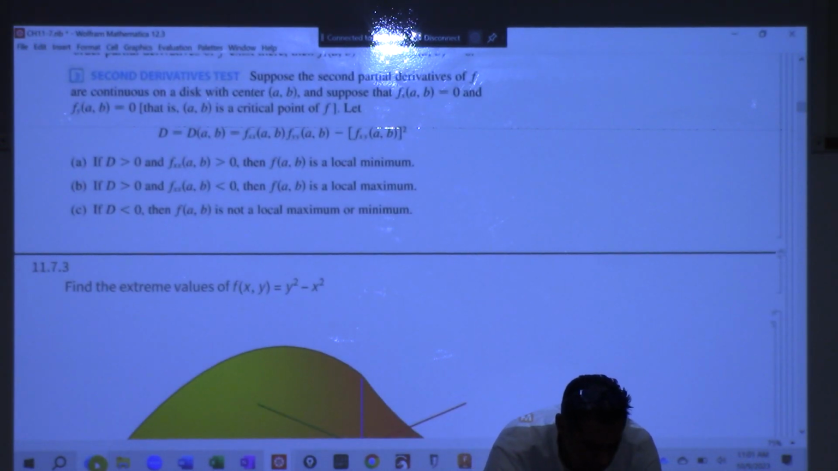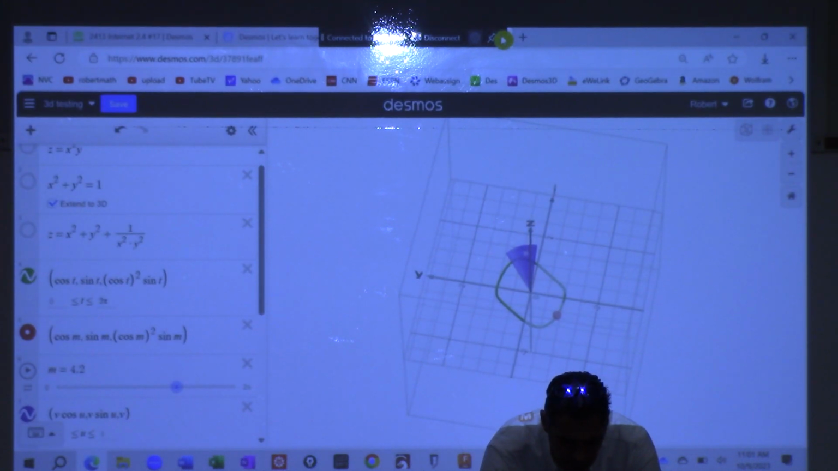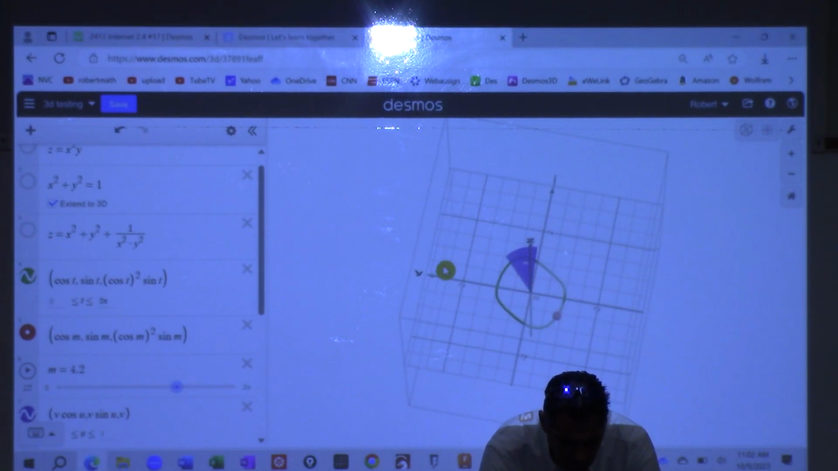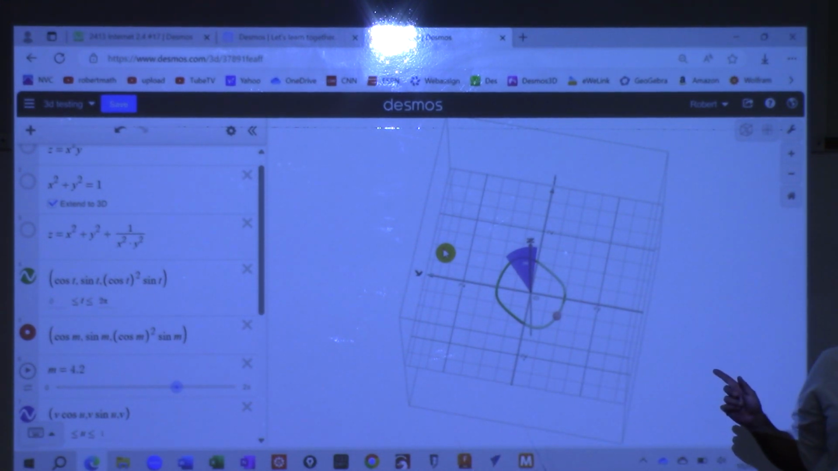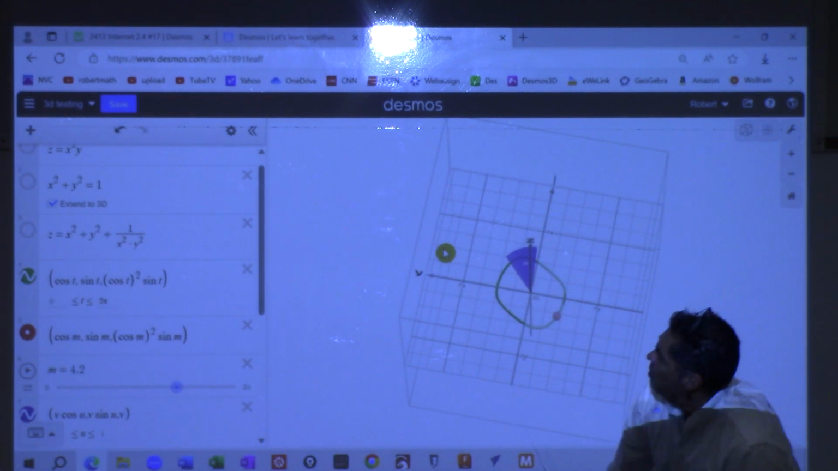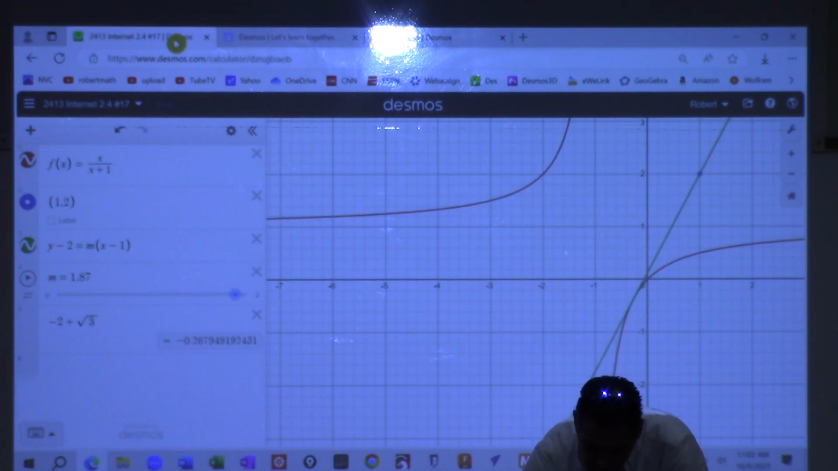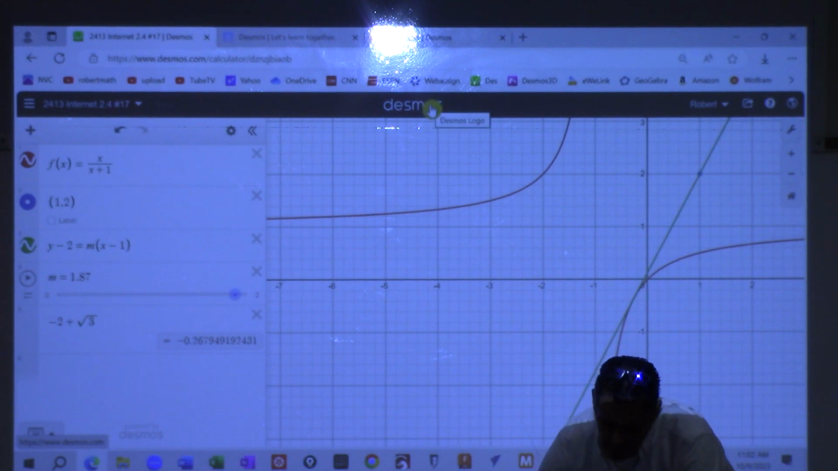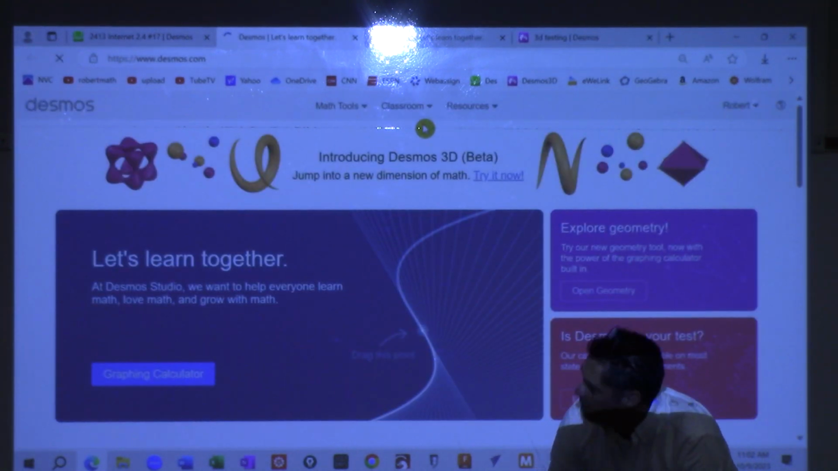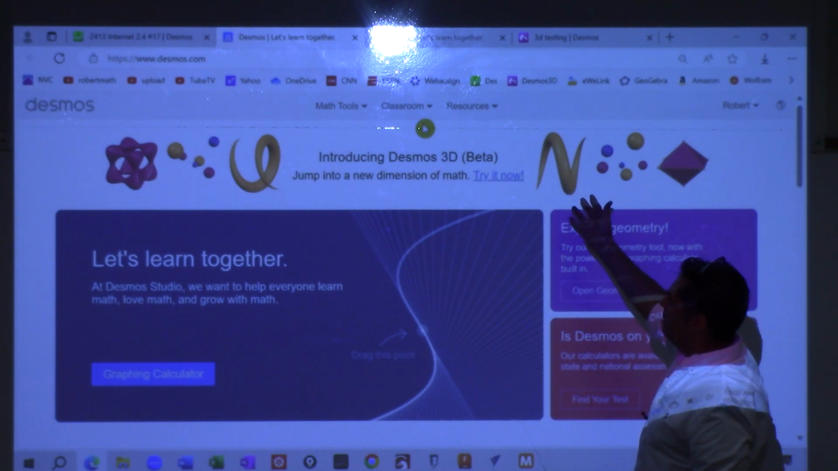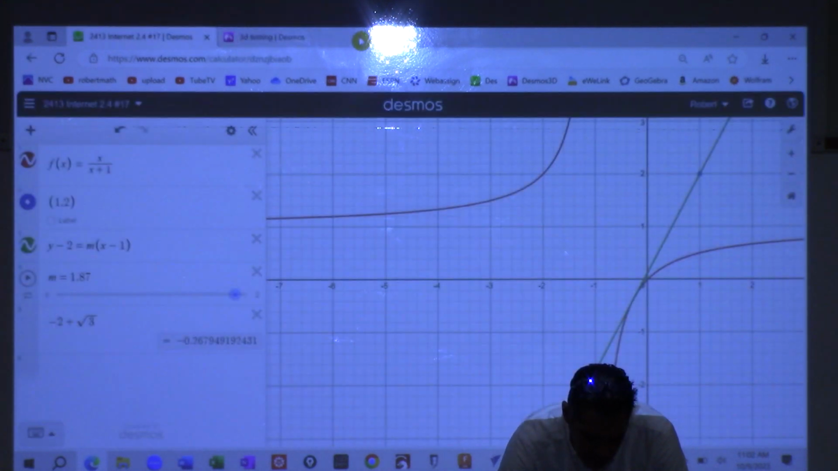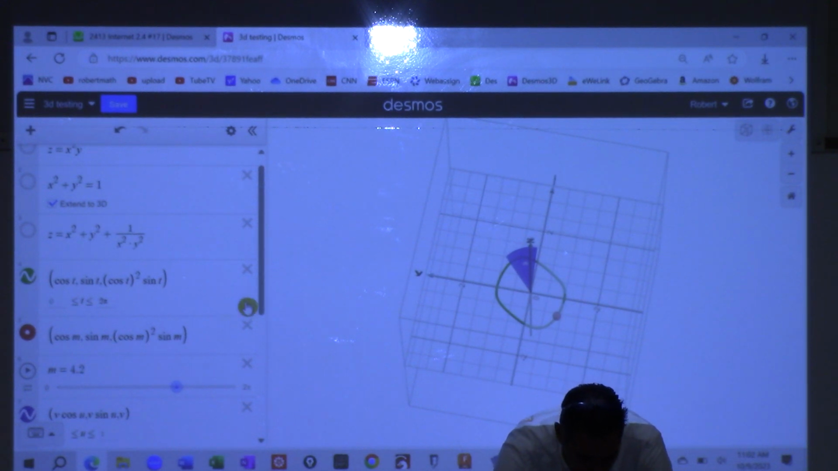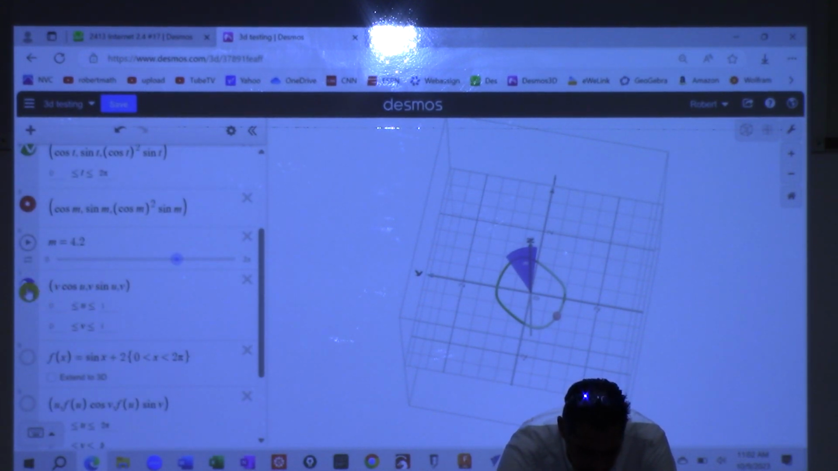Oh, I wanted to share with you all Desmos, right? I happened to be on Desmos the other day, and it turns out that Desmos just released a beta version of a 3D grapher. If you go to Desmos, it says it right here at the top, introducing Desmos 3D beta. Try it now. So I started playing with this a little bit, and it's not terrible. Okay, it's beta, right?